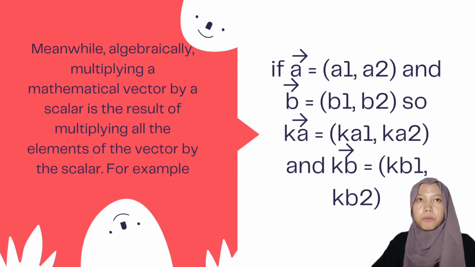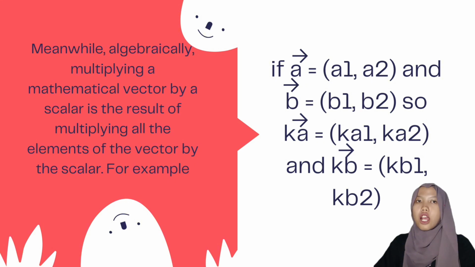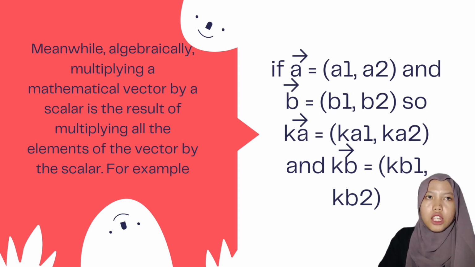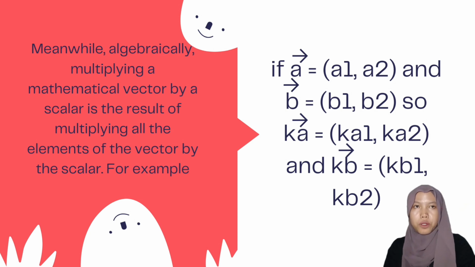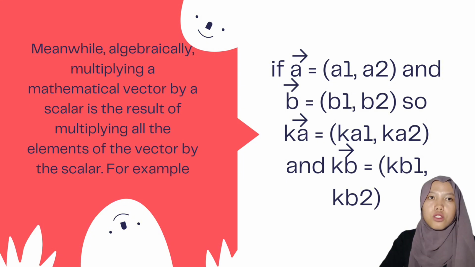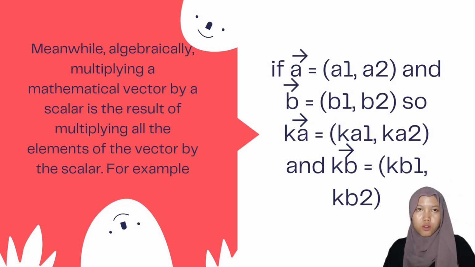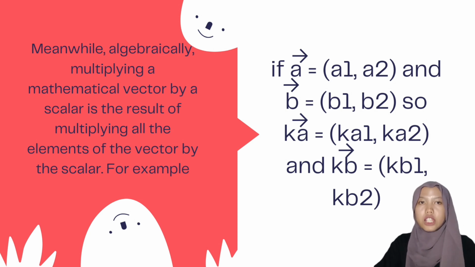Meanwhile, algebraically multiplying a mathematical vector by a scalar is the result of multiplying all the elements of the vector by the scalar. For example, if a equals a1, a2 and b equals b1, b2, then ka is equal to ka1, ka2, and kb is equal to kb1, kb2.